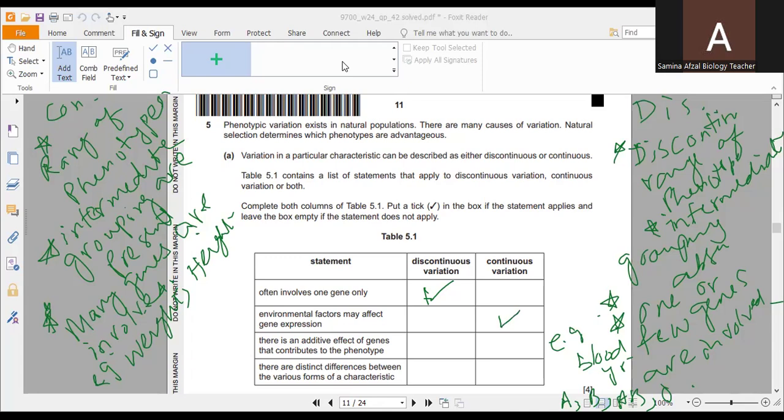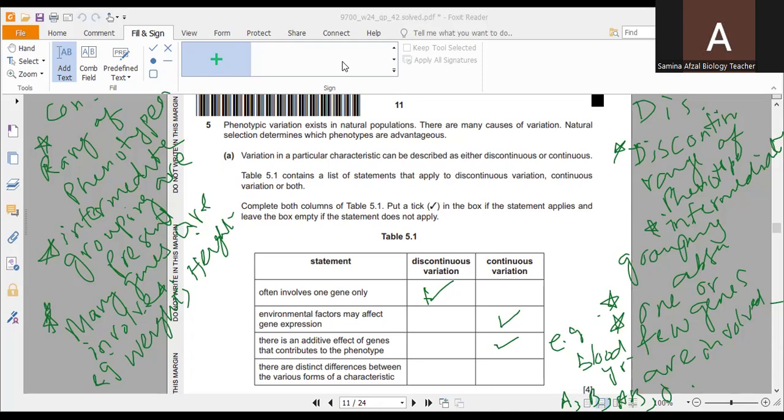Next, there is an additive effect of genes that contribute to the phenotype. For discontinuous variation, no additive effect will be involved and no environmental factor will affect it. Only continuous variations can involve an additive effect of genes. In this way, there will be a range of phenotypes, as I have already told you.